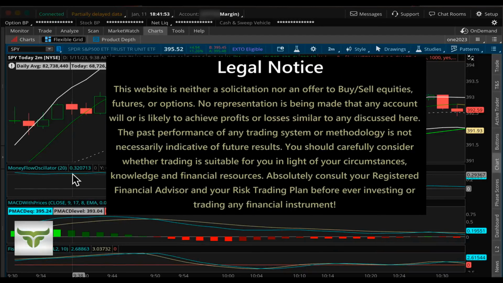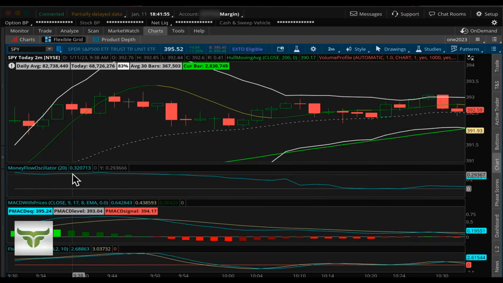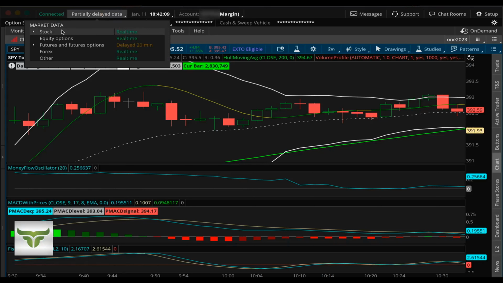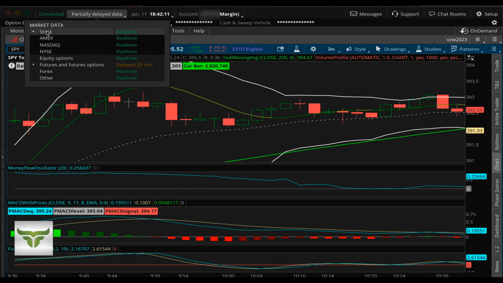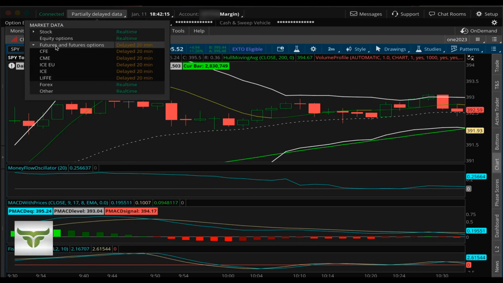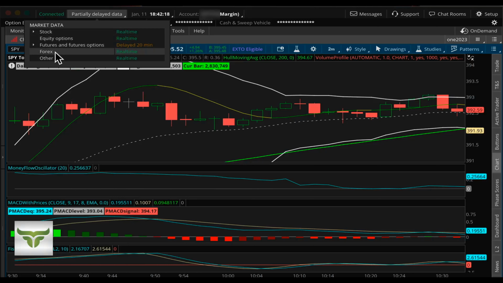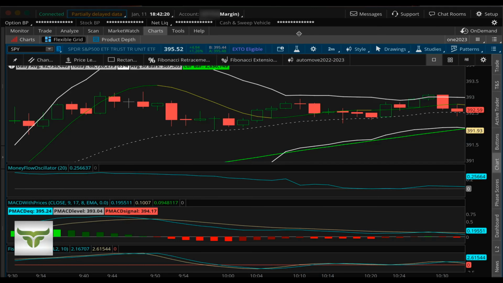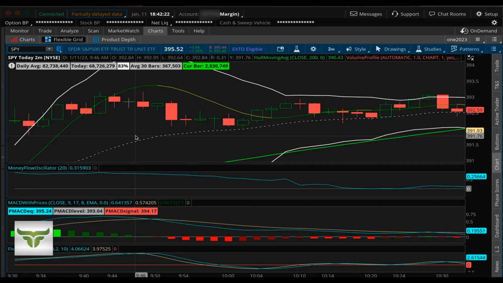So in today's trading session, I attacked the SPY. Let me go over this real quick. There's my account right there, margin account. I have to blur out my account number so I don't violate my terms of service with my brokerage. Stock is real time, equity options real time, futures options delayed 20 minutes, Forex real time. So this is a real-time live account. I attacked the SPY and I sent the trade out to you.